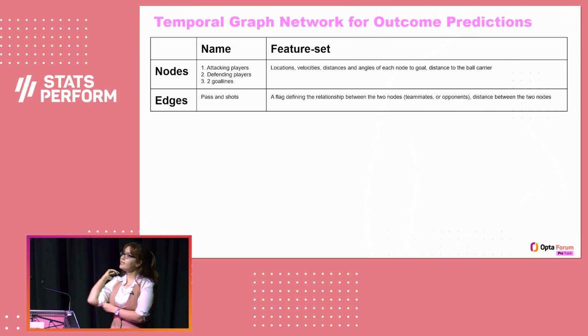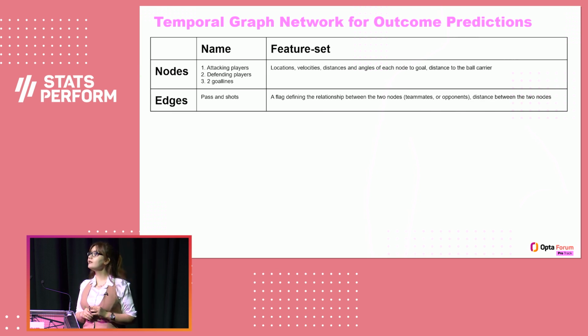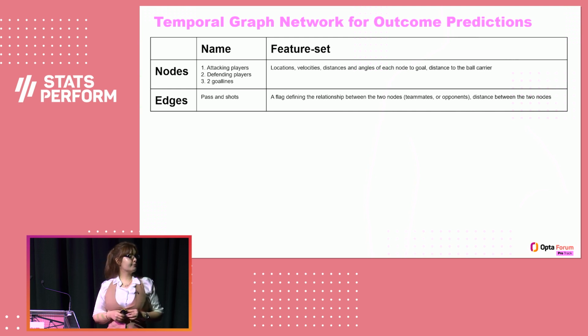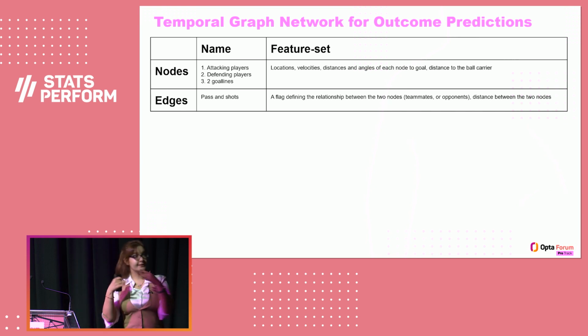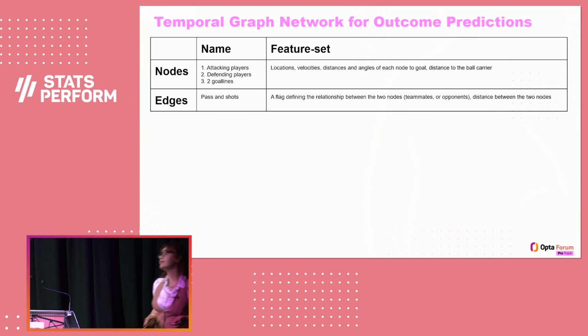I'm not going into detail of this, but very quickly, we now have four kinds of nodes, as you can see on the left side: attacking players, defending players, and two goal lines. The edges that we are going to predict are the passes and the shots, which are the goals. The features you can see here, all location and velocity, the distance between two players, and the direction, a lot of things are considered to get the most accurate intended receiver we can from the previous data.